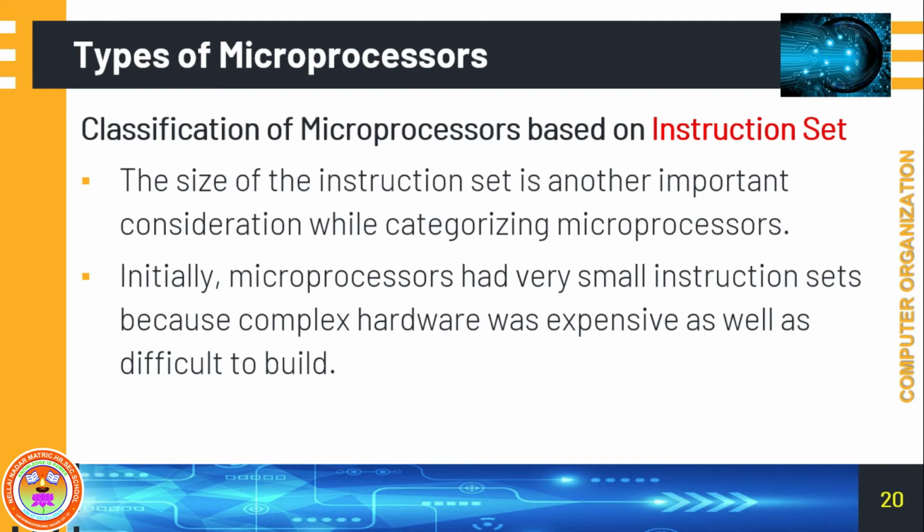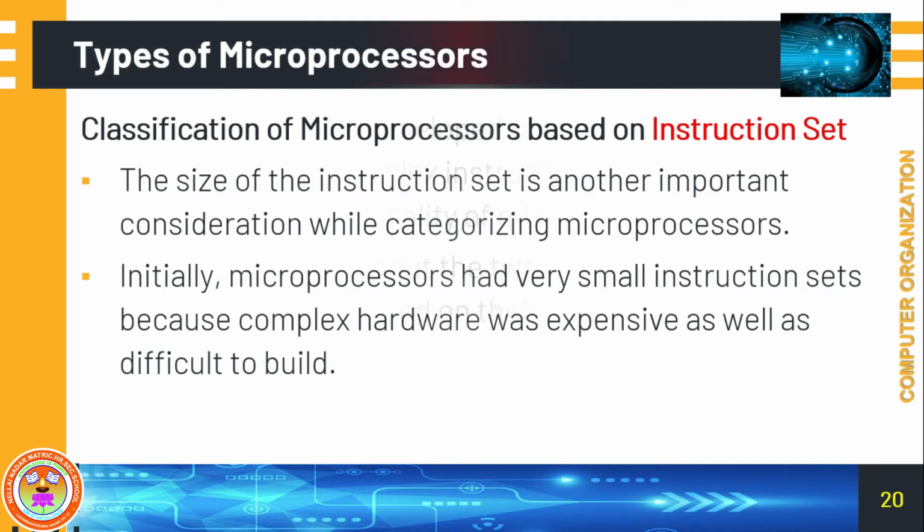Size is nothing but memory size. Initially, microprocessors had a very small instruction set because complex hardware was expensive as well as difficult to build. If you want to use complex hardware components inside the computer, it will take more microprocessor action. That means it will occupy more RAM for executing the particular hardware or device. These are the main important points about the types of microprocessor.